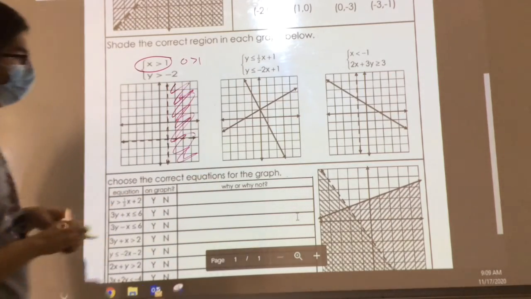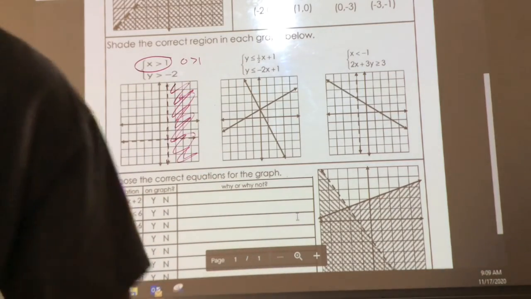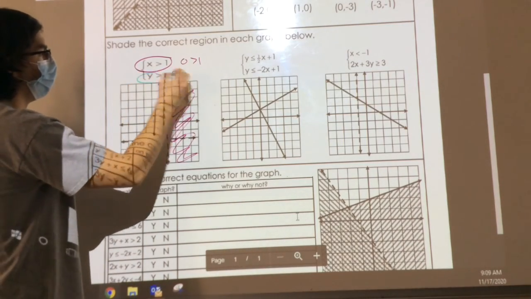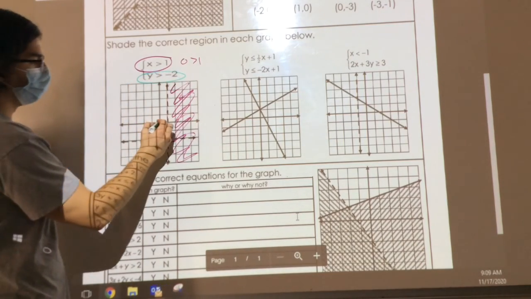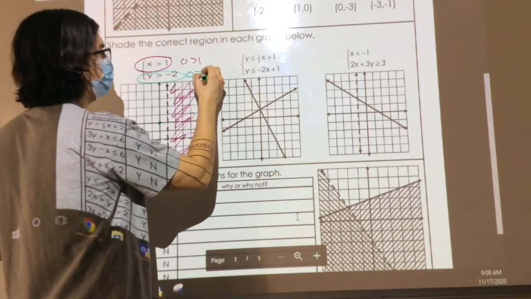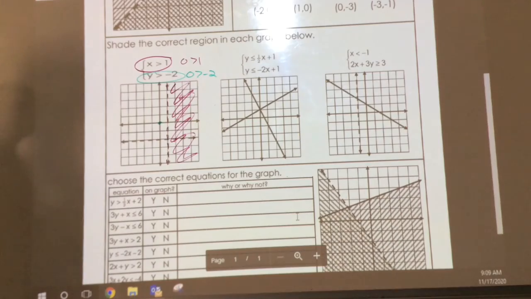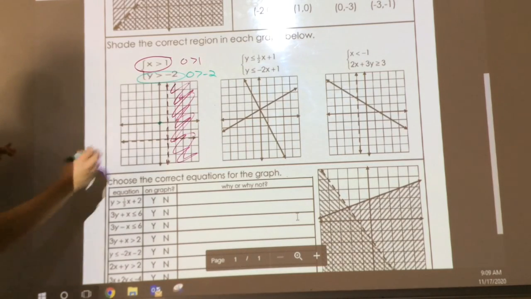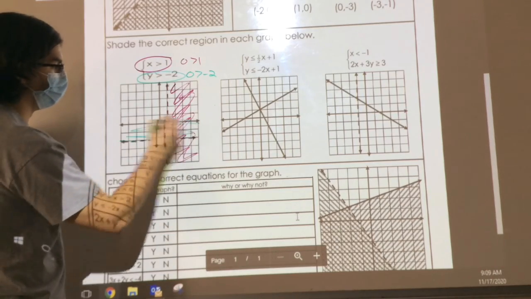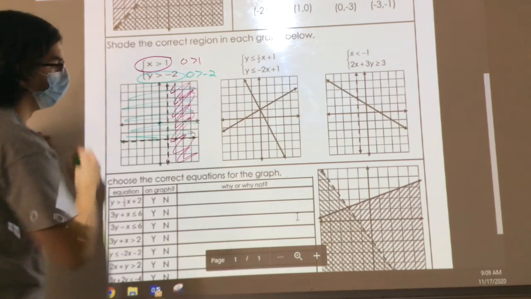Okay. Now I'm going to get a different color. We're going to use green on this one. I have y is greater than a negative 2. So once again, I'm going to choose the origin. Is 0 greater than negative 2? Yes. So I'm going to shade above or below the line? Above. Good. And again, I'm just going to shade through all of this.